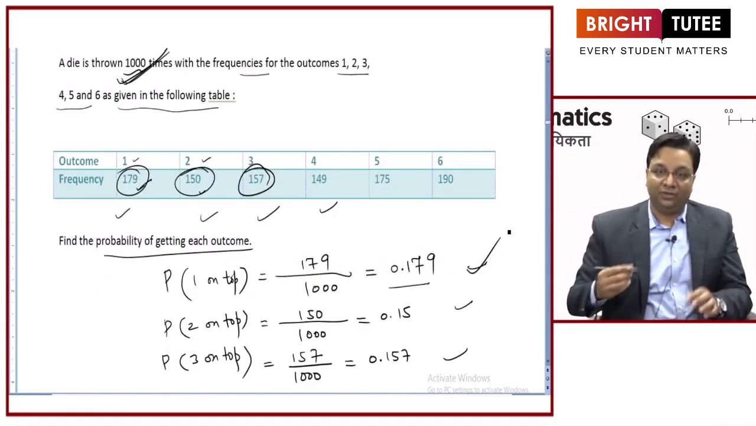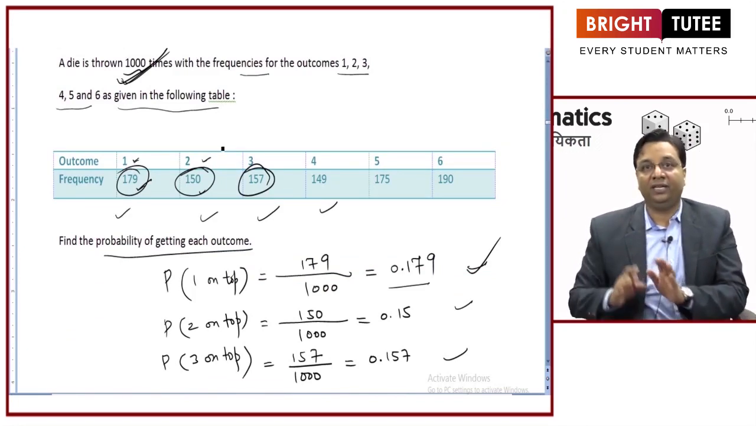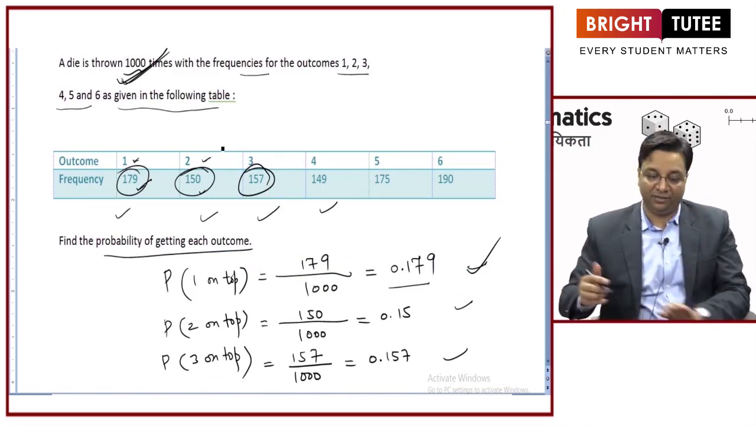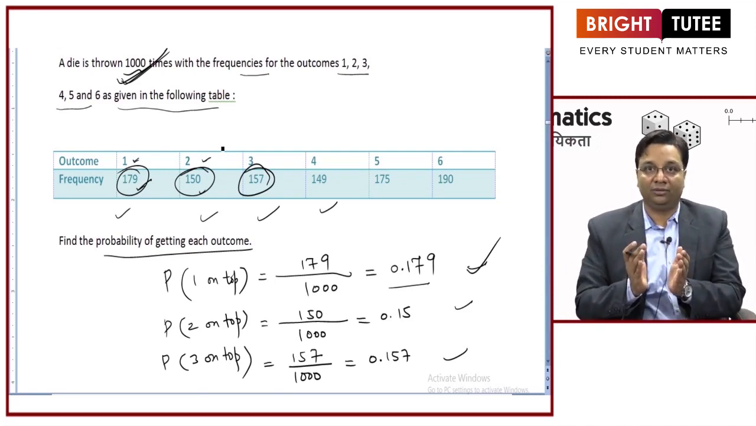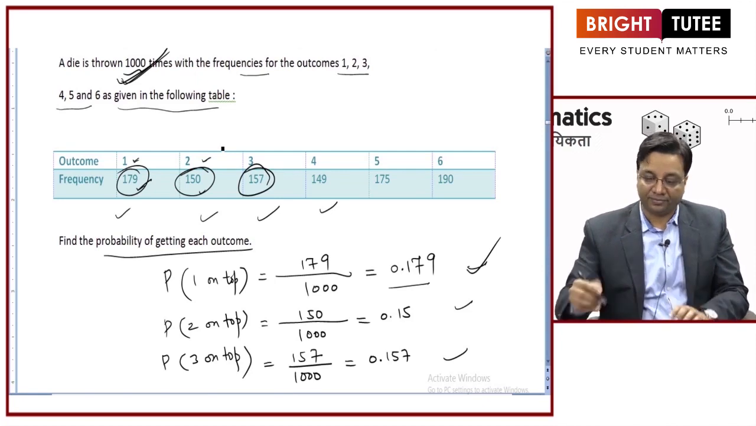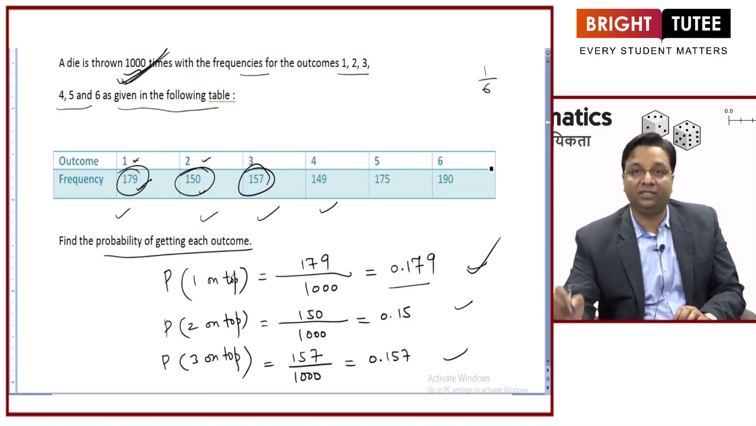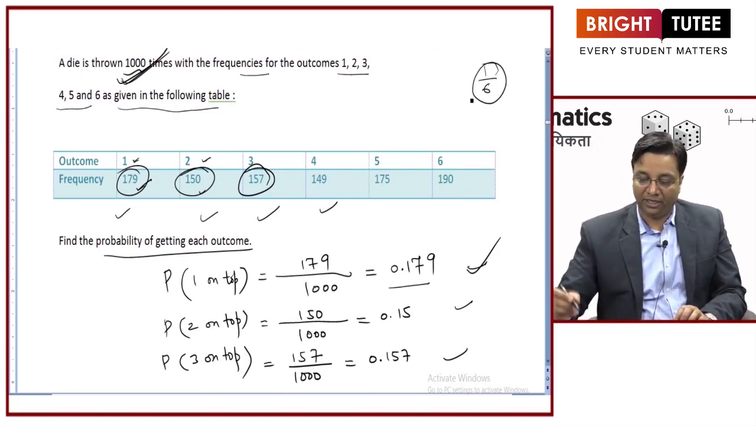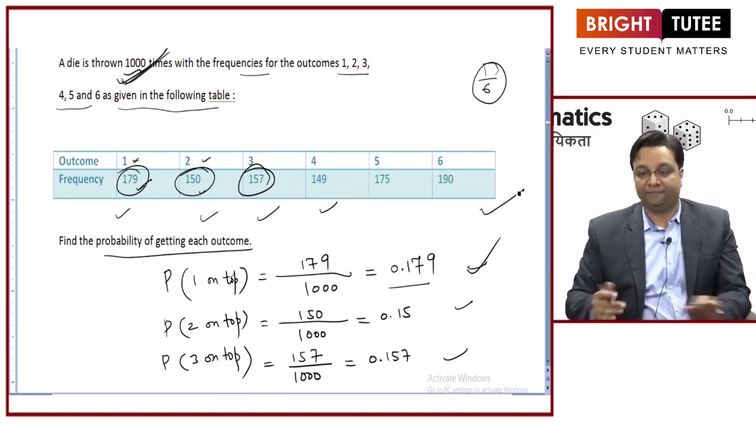In the higher classes, you will study that probability of each one of them will be equal if the die is unbiased or symmetric all around, right? It is not defective. So the probability will come around 1 by 6 for each of these outcomes. But now we are talking about experimental probability, so we'll have to go by the results of these experiments.